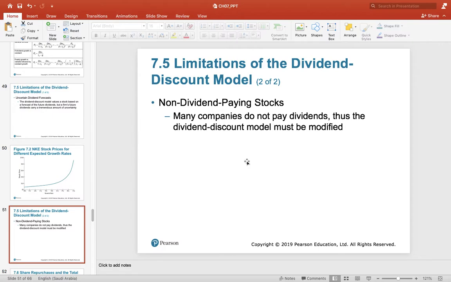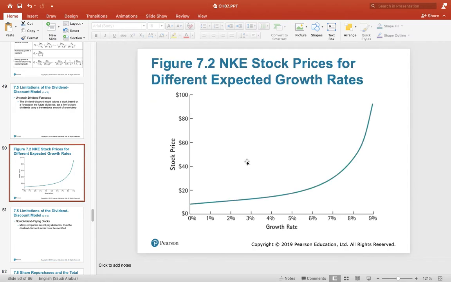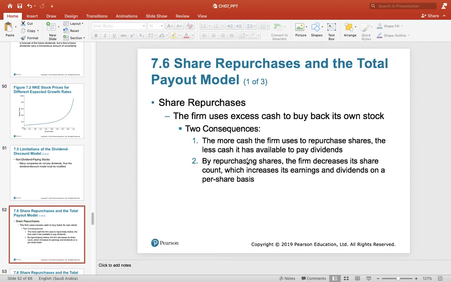You can see the example of Amazon. The PE ratio is very high. Why? Because the PE ratio is so high, investors are considering the stock as a growth stock, not a value stock. They are expecting very high growth from the stock. When they are expecting high growth, they don't mind paying a high price, as you have seen here. If the growth is 9%, people are ready to pay $100 for Nike stock. If it is 1%, people are ready to pay only $8 or $9 per stock. The more the growth, the more the price.